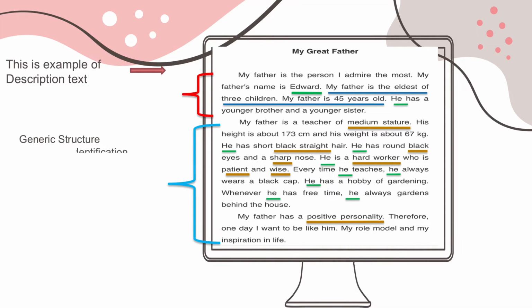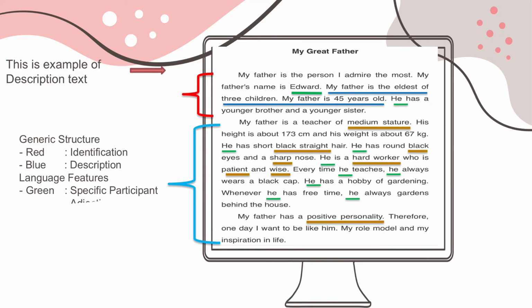Okay, continue. The red color in the image is identification and the light blue color is the description. So the identification part of the sample text is: my father is the person I admire the most. My father's name is Edward. My father is the eldest of 3 children. My father is 45 years old. He has a younger brother and a younger sister.